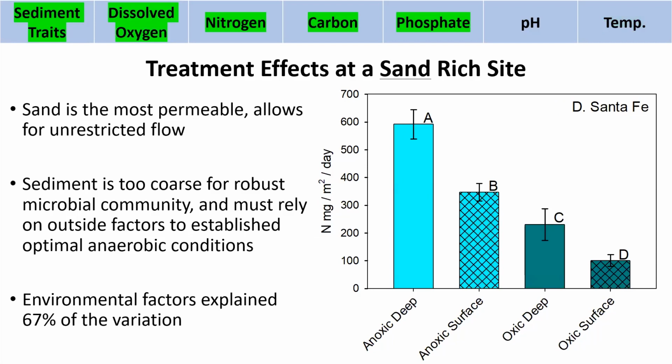Ultimately, though, at a sand-rich site, we see the greatest variability in our denitrification rates, as the sand allows for relatively unrestricted flow of the water through the sediment. It's ultimately too coarse to support that same robust microbial community that consumes the excess amount of oxygen at a silt-rich site. Thus, a sandy site must rely on outside factors in establishing those optimal anaerobic conditions in order to facilitate denitrification. But when those conditions are met, we see our greatest possible rates of denitrification. When they are not, however, we see our lowest possible rates of denitrification. And these environmental factors could explain 67% of the variation in denitrification.